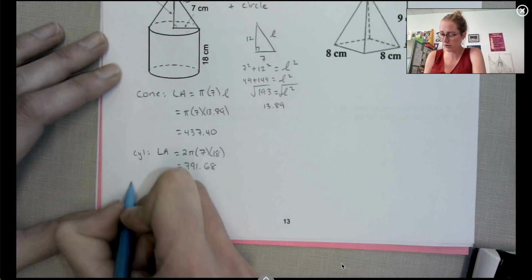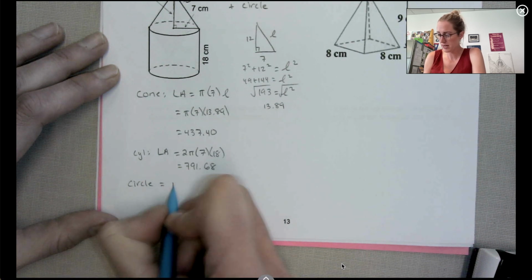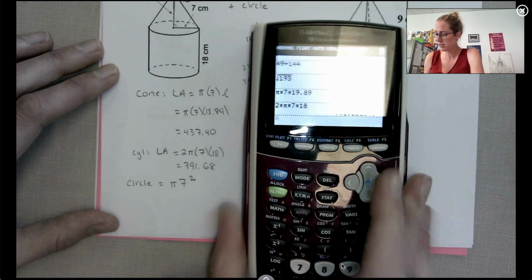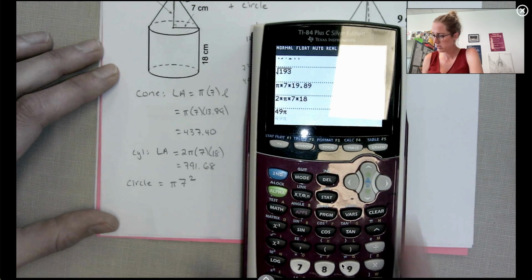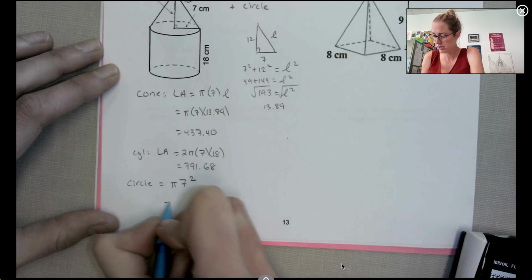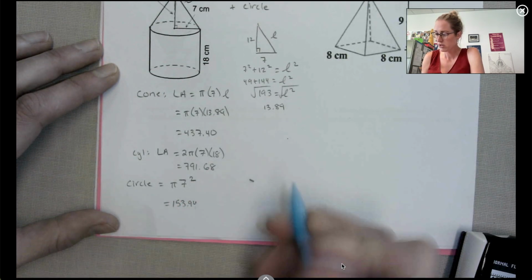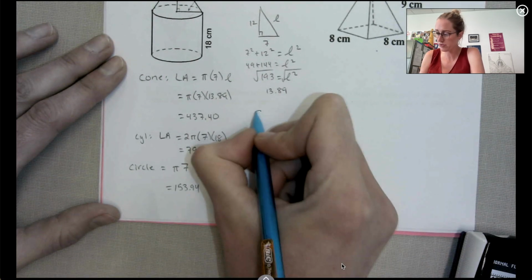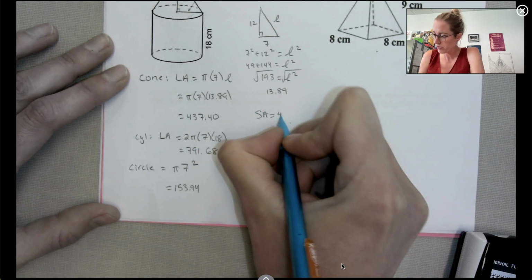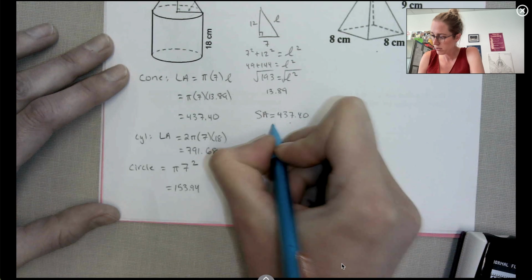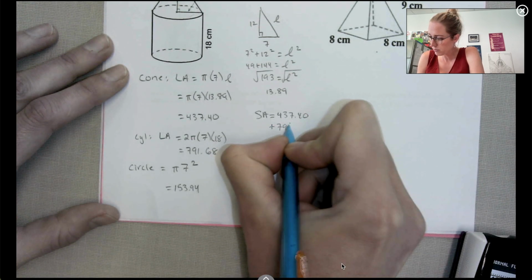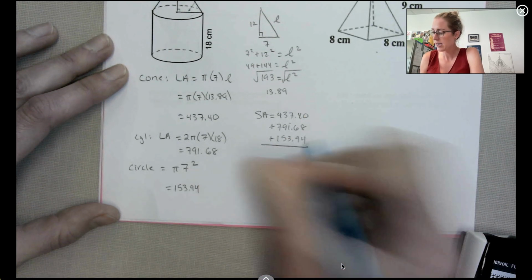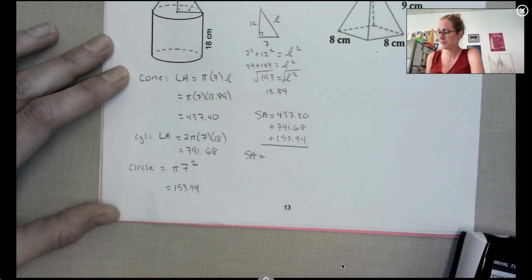And then lastly, we have the circle on the bottom, which is pi r squared. So I get 49 pi, which is 153.94. Okay, so our surface area is add all those together. So surface area is equal to 437.40 plus 791.68 plus 153.94. Add all those together to get our surface area.